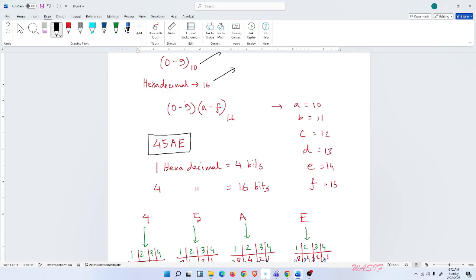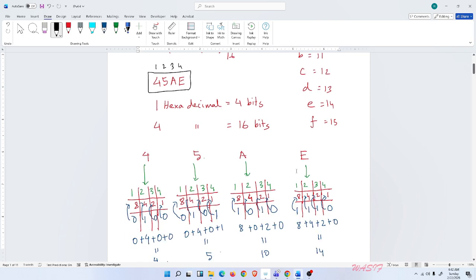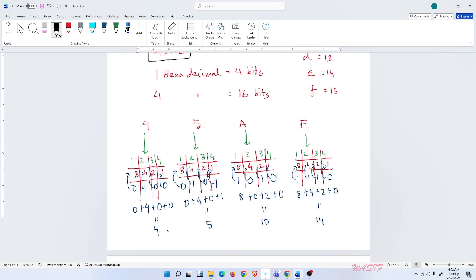Now, first thing we need to understand, one hexadecimal digit contains 4 bits. So there are how many hexadecimal digits? 1, 2, 3, 4. So 4 hexadecimal digits will contain 16 bits. Now, we need to get the binary for 4 hexadecimal digits.